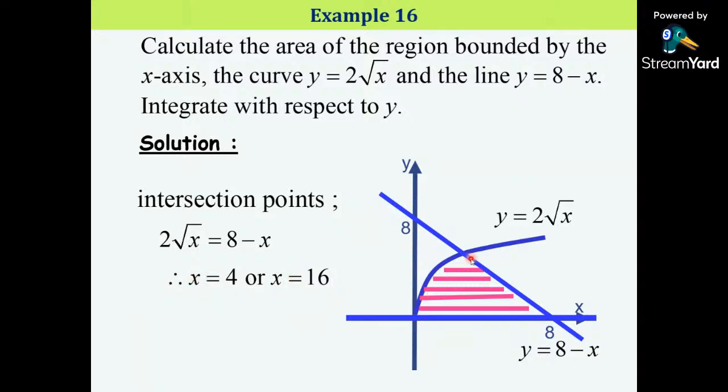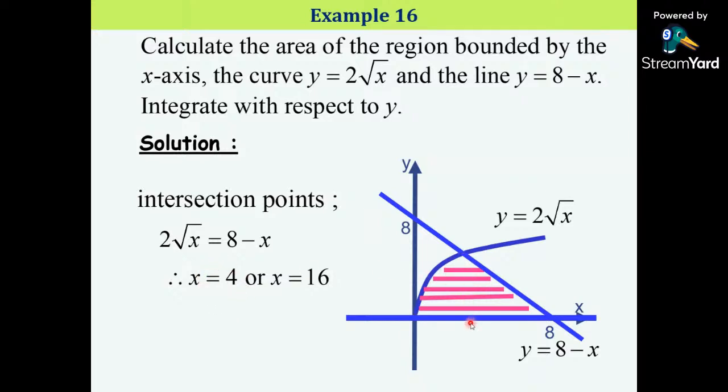Okay, actually dia dapat 16 tu bila you lukis penuh. Macam ni, lukis penuh. Nanti akan ada satu intersection kat sini. But we only have positive set, so kita hanya lukis separuh lah. Tak perlu lukis penuh. So kita hanya akan ambil jawapan 4 ni lah. Okay, so 4 kat sini.